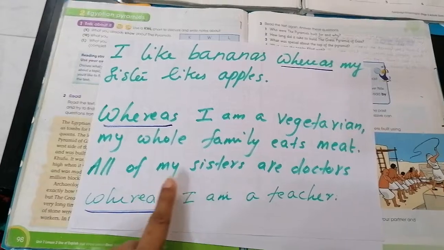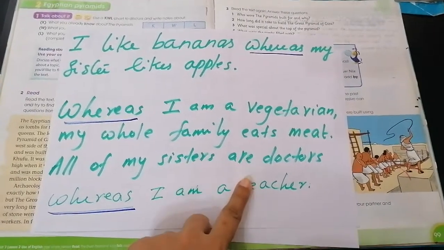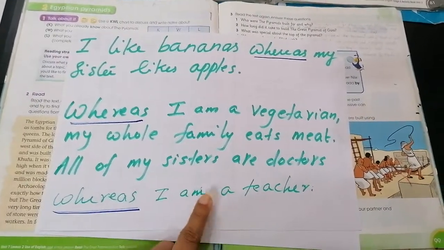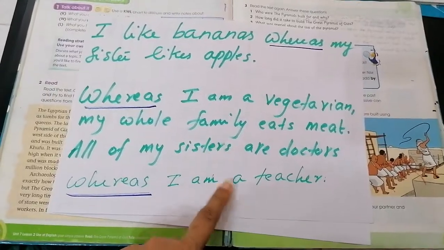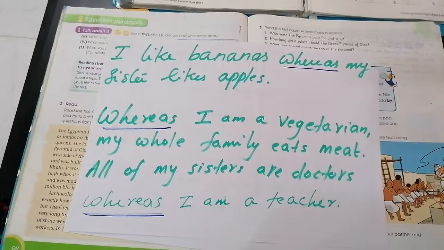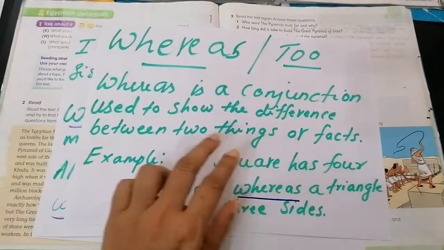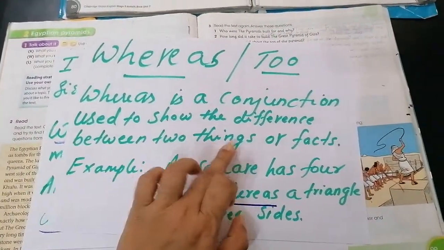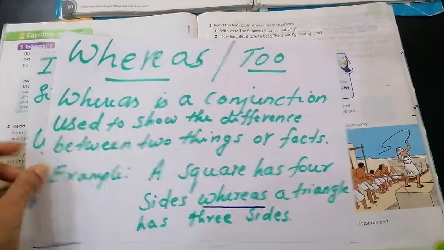See the next example. All of my sisters are doctors, whereas I am a teacher. It shows the difference between these two sentences. So whereas is a conjunction used to show the difference or contrast between two things or facts.